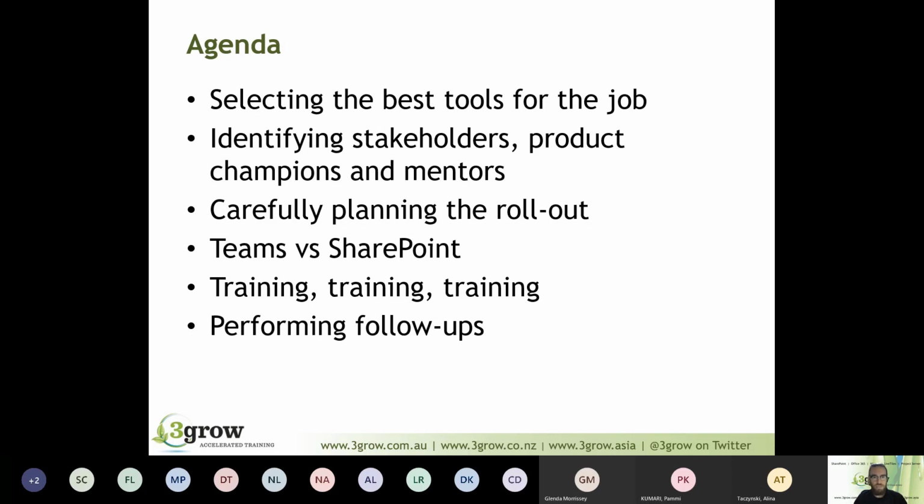So during the session, the focus is going to be on Microsoft Teams. However, we will be talking about some theory-based discussions, which are more generic, based around user adoption of tools in general. So we'll talk about selecting the best tools for the job, identifying the various different roles, including stakeholders, champions, and mentors. Some tips on planning the rollout of whatever tools you deem appropriate. We'll talk about Teams versus SharePoint and where they fit in with your end user engagement plan. Of course, training is very important within any user adoption scenario, so we will be mentioning that as well. And finally, performing follow-ups. So these are the steps we should be taking to ensure successful adoption of the tools.